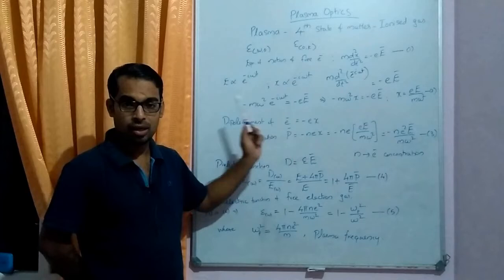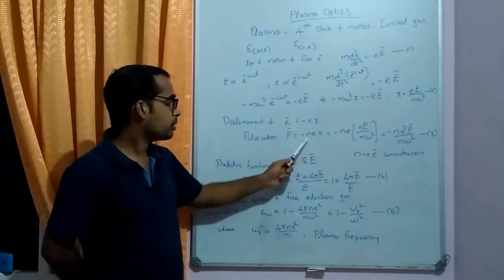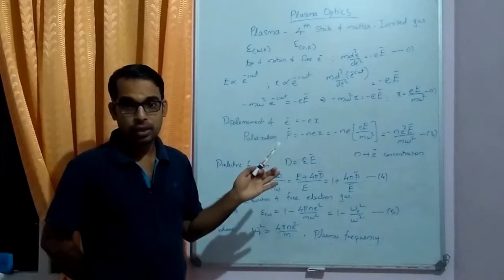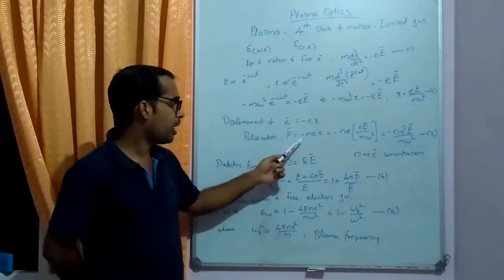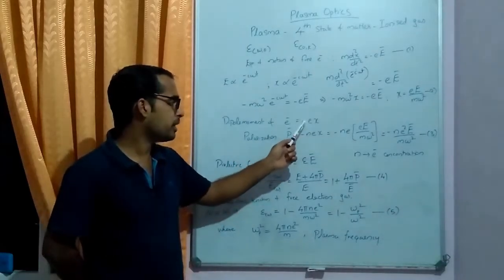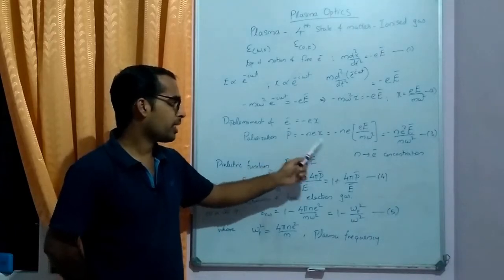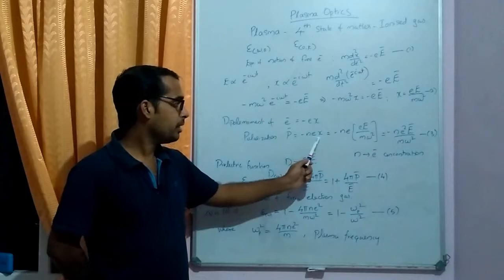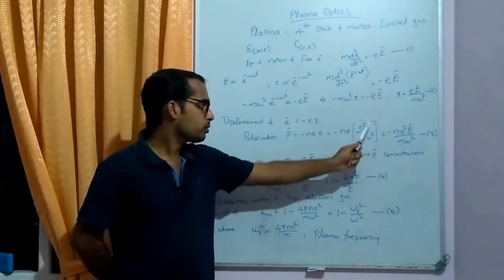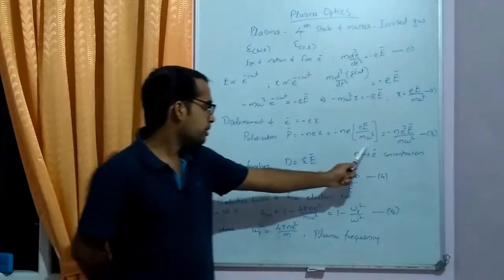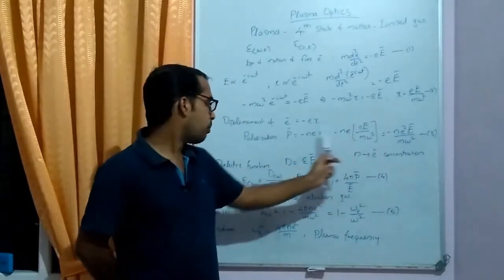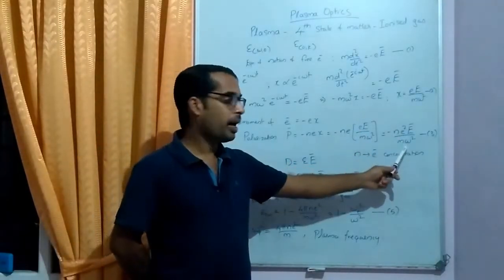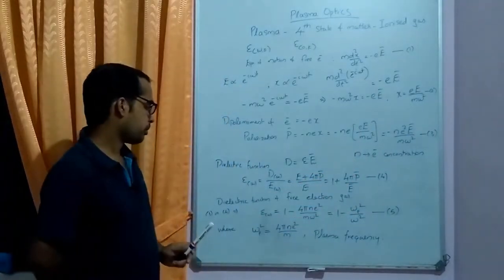Now the dipole moment of the electron is the charge times the displacement, and the polarization is the dipole moment per unit volume. So we multiply this dipole moment by n, where n is the electron concentration. That is -nex, and we substitute for x here. So the polarization is P = -ne²E/(mω²).